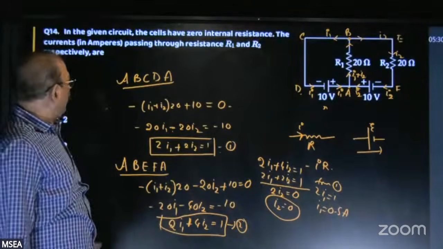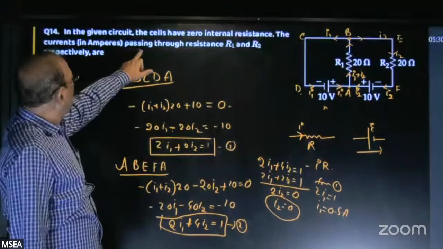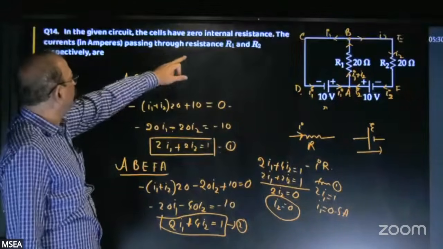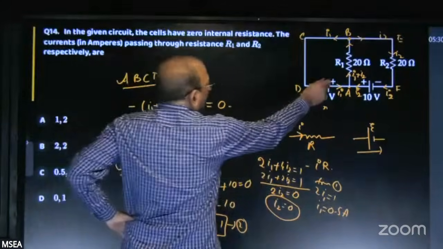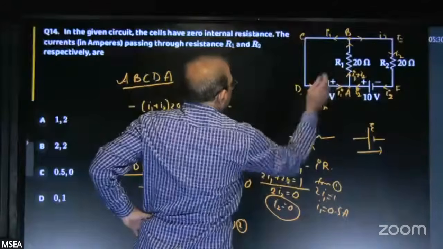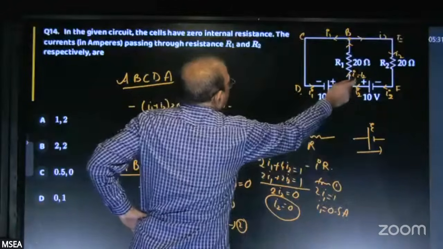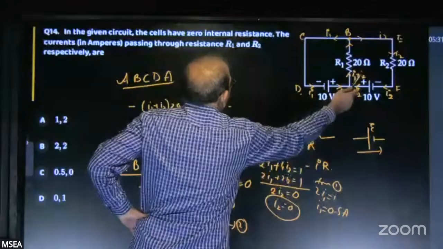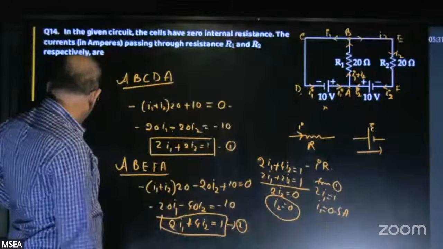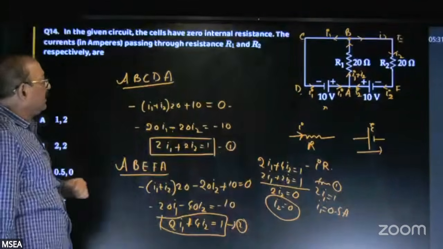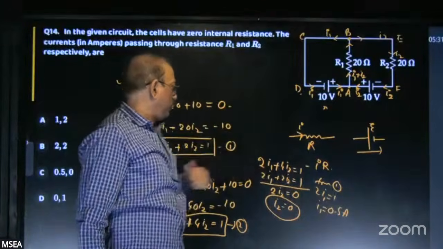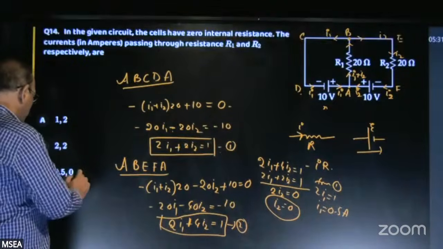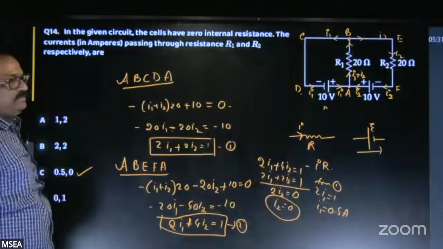I2 is 0. Now the question is, what are the currents passing through resistances R1 and R2? In R1, I1 plus I2 is the current. I1 is 0.5, I2 is 0, so 0.5 plus 0 is 0.5. Current in R2 is I2, that is 0. So 0.5, 0. Third option.